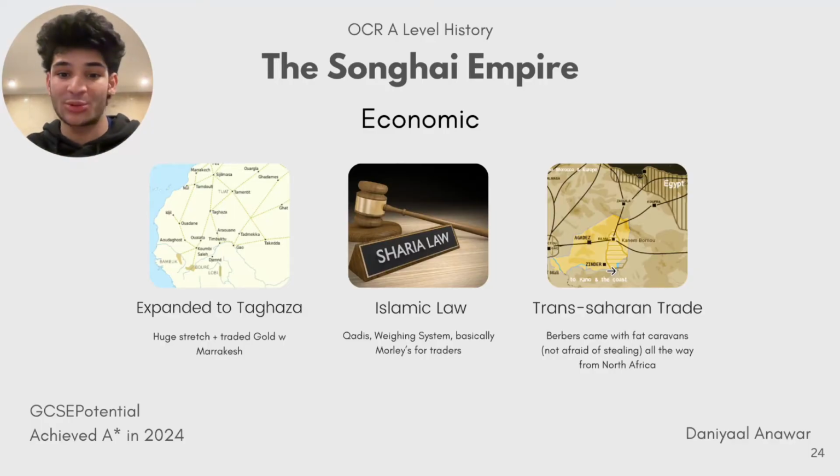Really big empire, expanded all the way to Tarkasa. Islamic law meant that it was more safe and secure. And finally, the trans-Saharan trade was quite important in allowing the empire to connect with so many different regions.